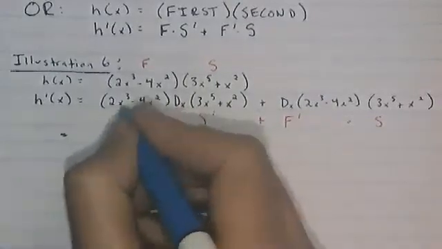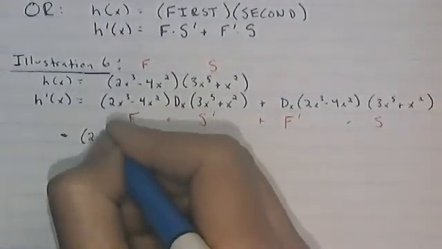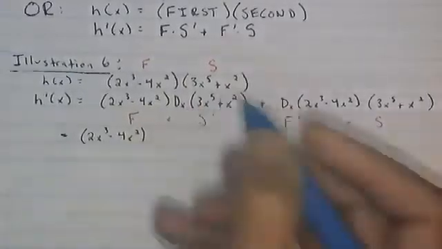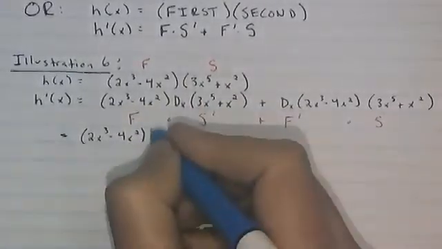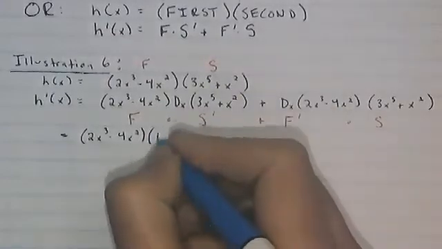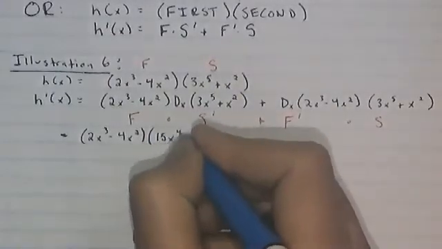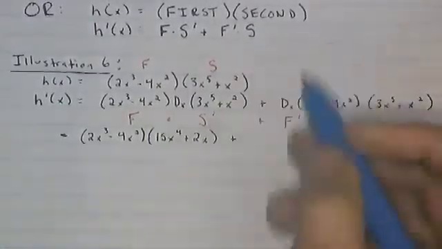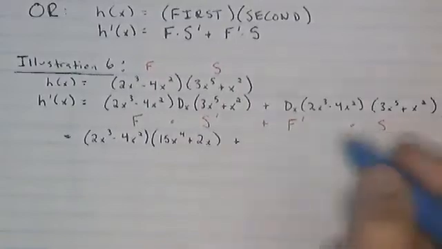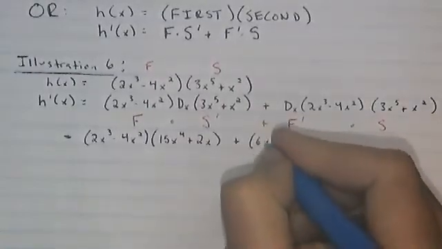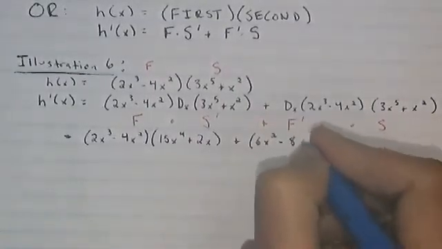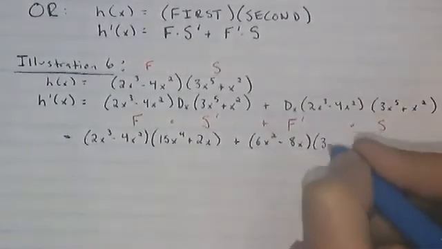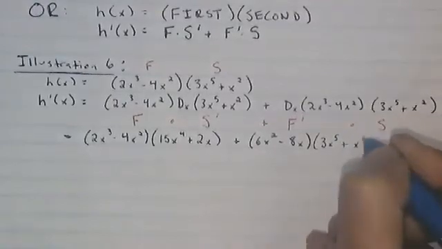We're going to leave this alone for now, the first thing. 2x cubed minus 4x squared. The derivative of 3x to the 5th plus x squared, thanks to the power rule, is 15x to the 4th plus 2x. The derivative of 2x cubed minus 4x squared is 6x squared minus 8x times the second thing, which is 3x to the 5th plus x squared.